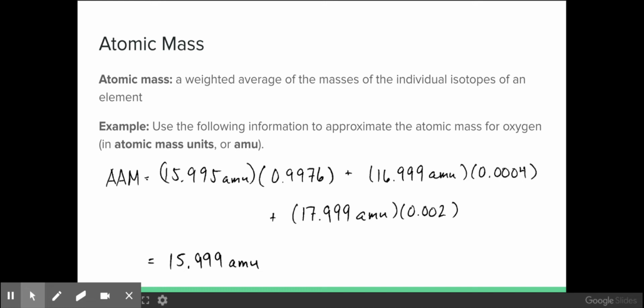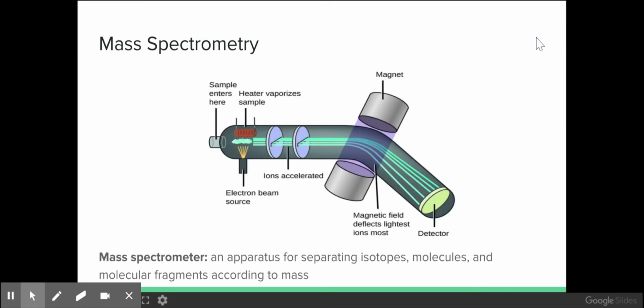Using the information in the previous table, I can substitute those values in, and I can round my final answer to get the mass that should show up as that bottom number for oxygen on the periodic table. That bottom number is not the mass number, it is the atomic mass. It's the weighted average of the masses of all the isotopes. This is completely new to you.